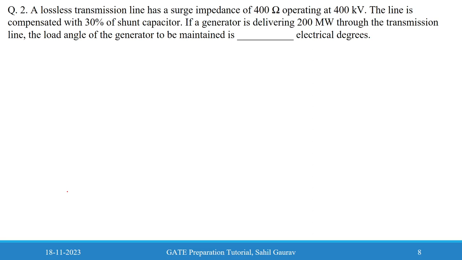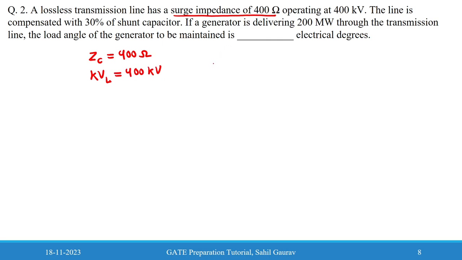So here this lossless transmission line has a surge impedance of 400 ohm and it is operating at 400 kilovolt. The line is compensated with 30% of shunt capacitor. If a generator is delivering 200 megawatt through the transmission line, the load angle of the generator to be maintained is, and you have to give the answer in electrical degrees. So we are given the surge impedance ZC as 400 ohm, and the voltage rating is given as 400 kV.